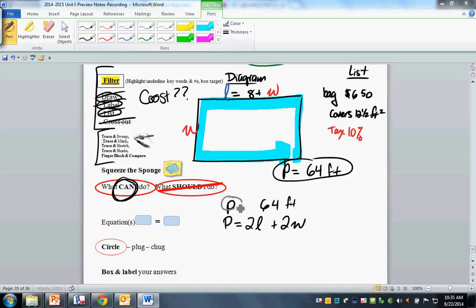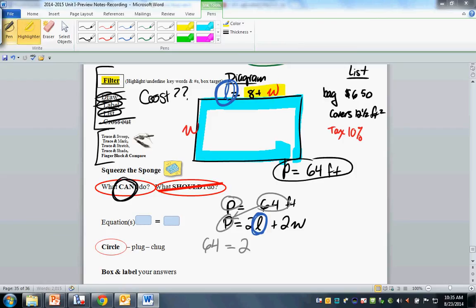Let's see. We see P there. You see P there? Ready? What does P equal? 64. Do you see another P? Great. That means you can plug it in. So we can do that. That's 64 equals. That's a 2. Ready? I'd like you to circle length. Now, do you see L anywhere else in the diagram? Aha! There it is.